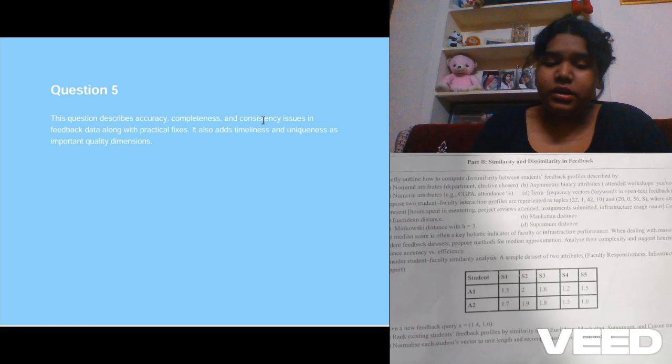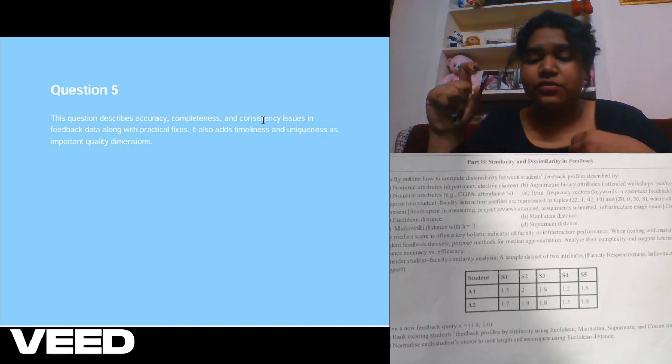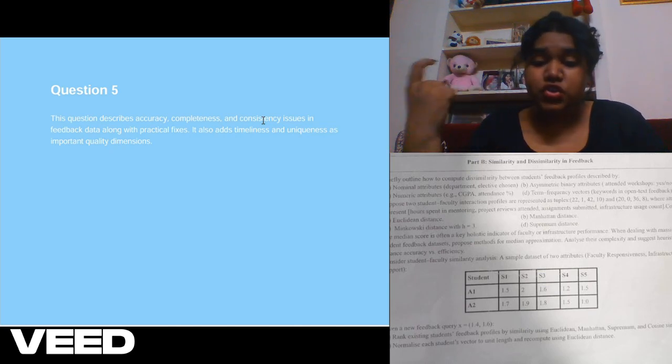Next, we draw a radar chart. Each axis represents an attribute from A1 to A5. For each student or for the overall average, we connect the points to create a shape. A larger, more balanced shape indicates more positive and consistent satisfaction.